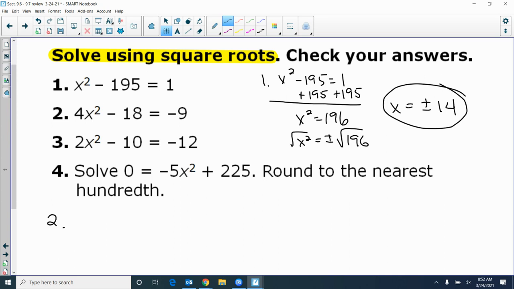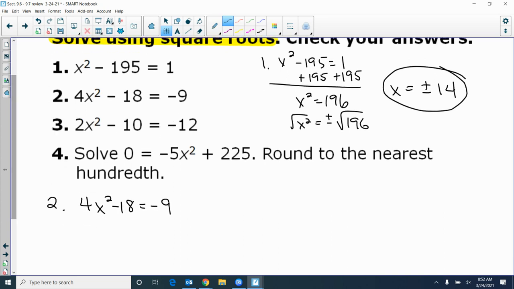Wait, is that an I? It's a plus or minus right there. Remember, we get two answers. So all I have to do is just. Yeah, square root. Okay, so now the second one. You just did. All right, write the second one down if you haven't already.